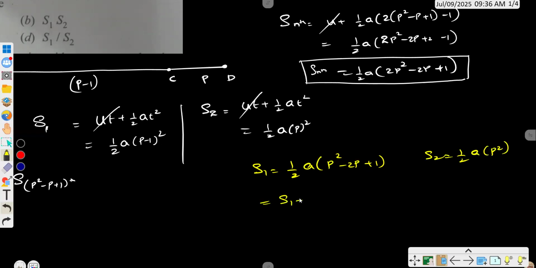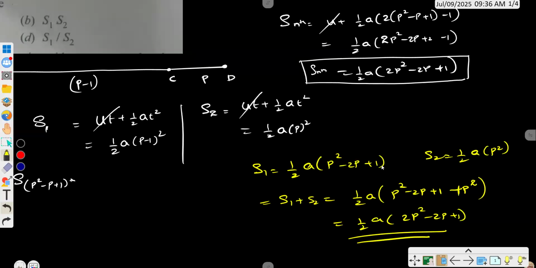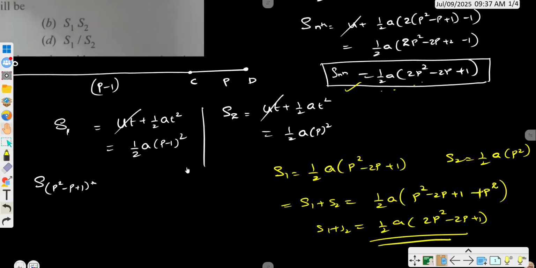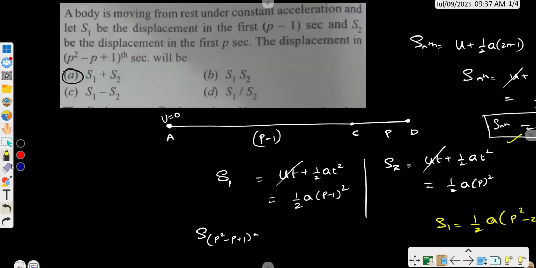If I add them both, S1 plus S2, half A would be common. P square minus 2P plus 1 plus P square, because we are adding. So this is going to give me half A into 2P square minus 2P plus 1. This is exactly the same as S nth second. So S1 plus S2 is equal to the displacement traveled by the body in P square minus P plus 1th second. So the answer is the first option.